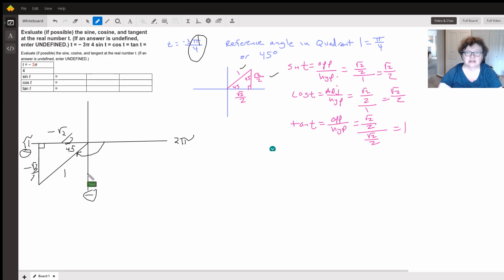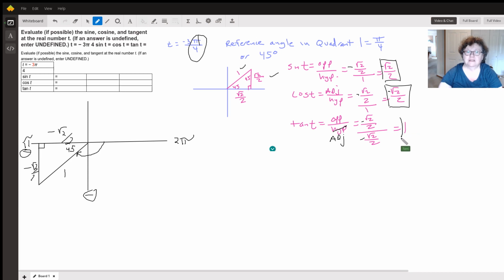Well, the sine, opposite, should be negative root 2 over 2 over positive 1. That would give me a negative root 2 over 2. So that's the answer to the sine. Cosine would also be negative root 2 over 1, which would make it negative. And so that gives you negative root 2 over 2. And the tangent is opposite, and excuse me, I put hypotenuse there, but that is wrong. That should be adjacent. I apologize. So opposite over adjacent, well, they would both be negative, right? And a negative divided by a negative would be positive.